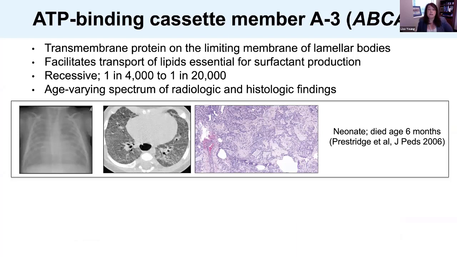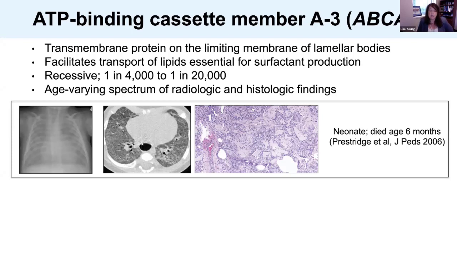ABCA3, or ATP binding cassette member A3, is a transmembrane protein on the limiting membrane of lamellar bodies, where surfactant is packaged and secreted. And so this protein, ABCA3, which is a cousin of CFTR, by the way, facilitates transport of lipids that are essential for surfactant production. So it's not a surfactant protein itself, but it helps move the lipids that are needed to make surfactant. It also causes disease predominantly in a recessive manner.